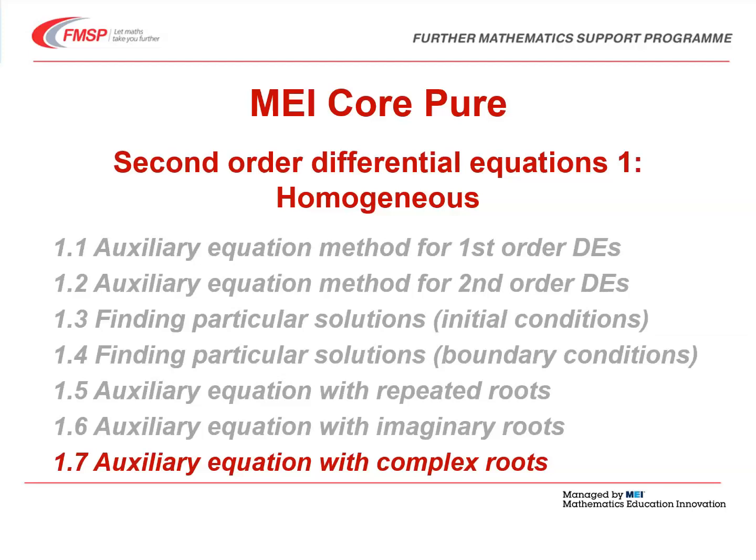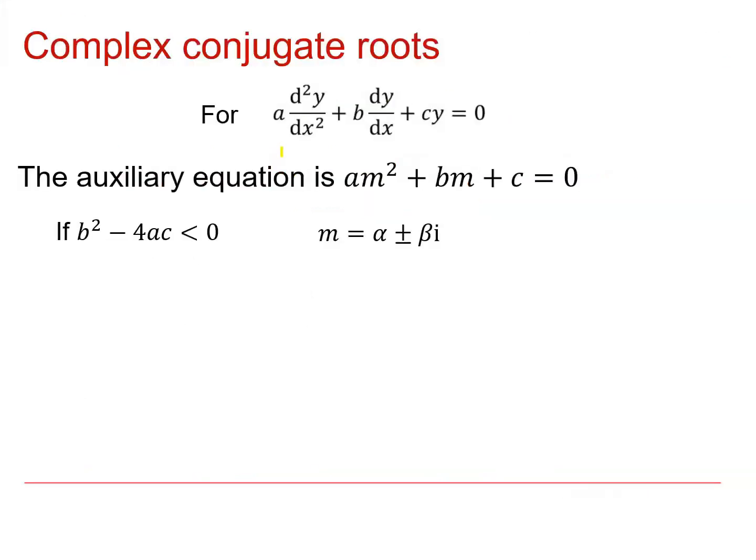This is a video for MEI Core Pure Mathematics, second order differential equations 1, homogeneous equations, 1.7 auxiliary equation with complex roots. So again, for this general second order differential equation with this auxiliary equation, if the discriminant is less than 0 and b is non-zero, I'm going to get roots to the auxiliary equation of the form alpha plus or minus beta i. So how does that affect the general solution?